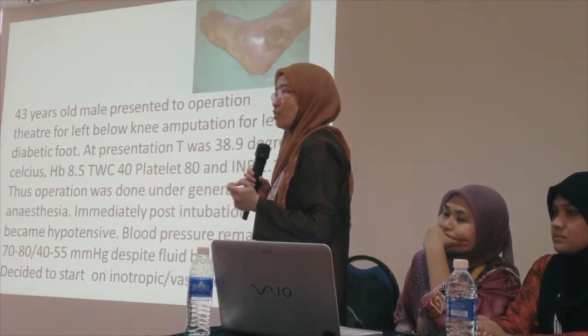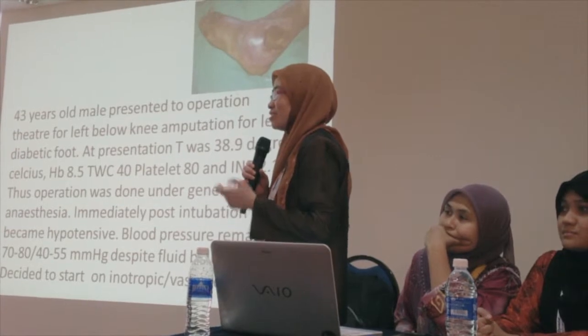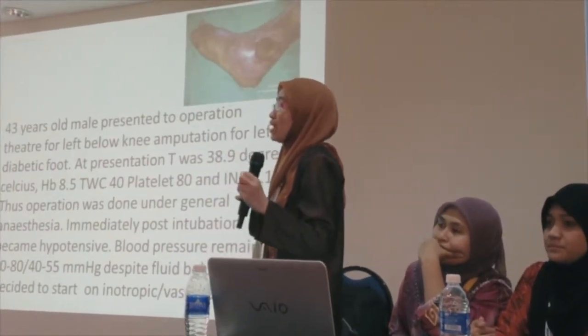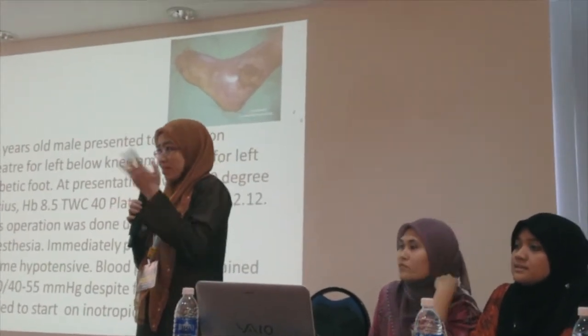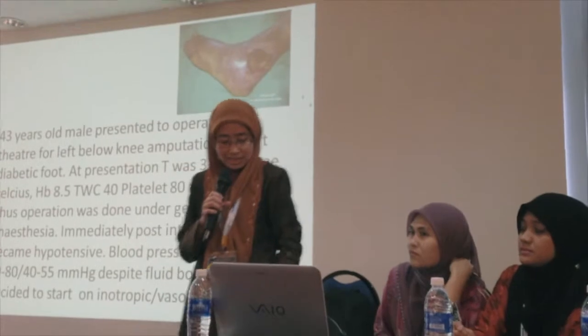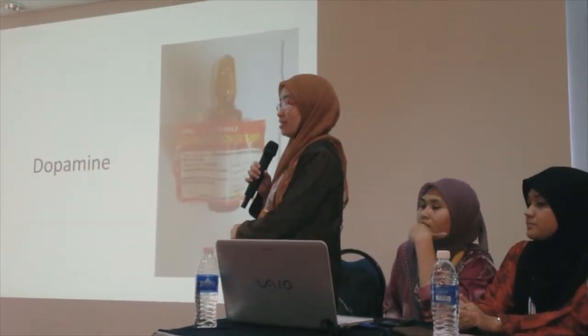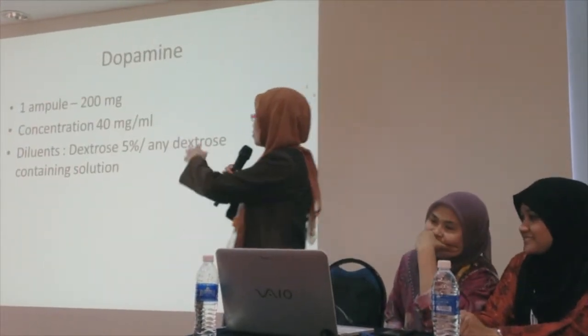So usually, what do we give? Inotrope? Anything? Dopamine. Noradrenaline? What other inotropes do we have? Noradrenaline, yes? Dopamine? Okay. So our choice for this one would be dopamine. So for this, 1 ml of dopamine is about 200 milligrams.